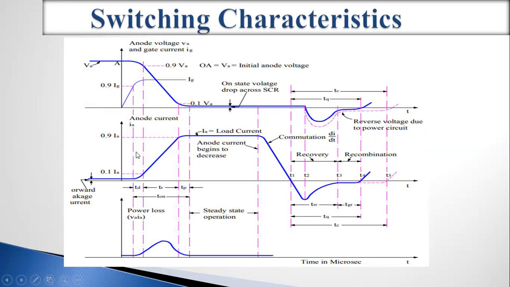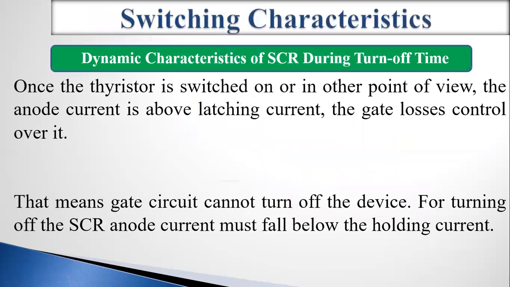In the delay time, you can see what will happen. This is the gate current, and this is the anode voltage. This is the increase. This is also as per the definition we have seen. So this is all about how the graph is plotted according to what we understood earlier. Now we will discuss the dynamic characteristic of the SCR during the turn off time.